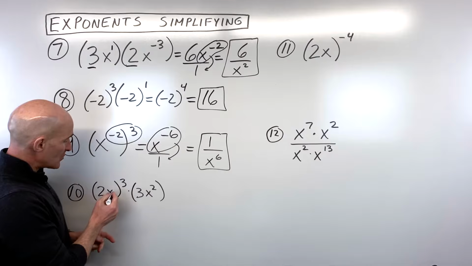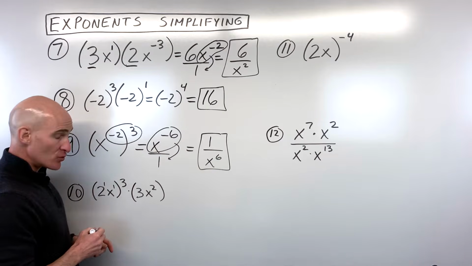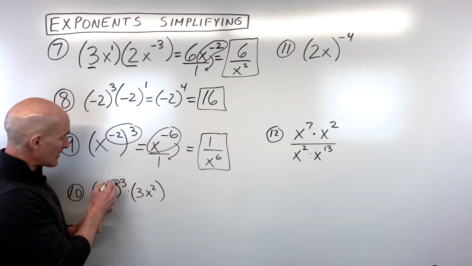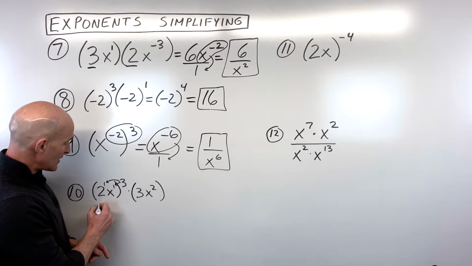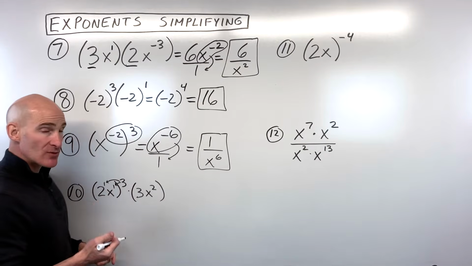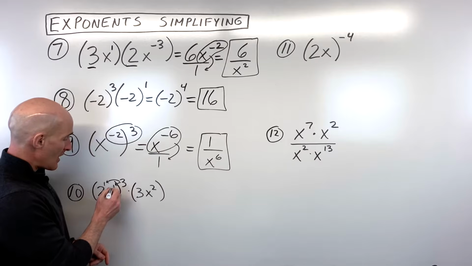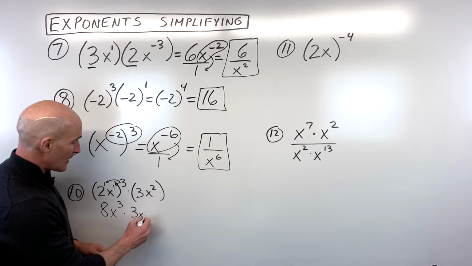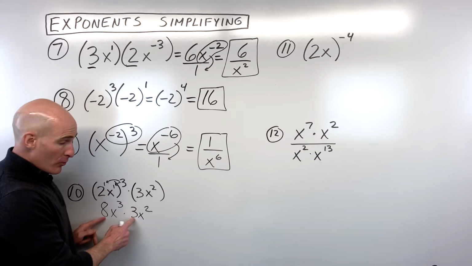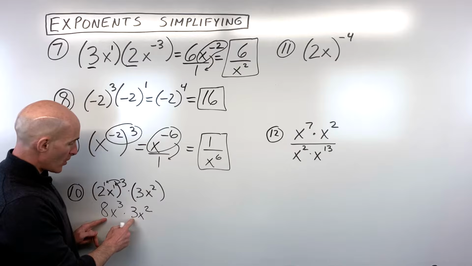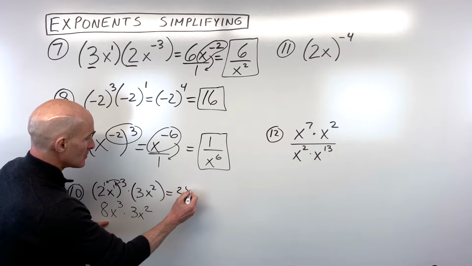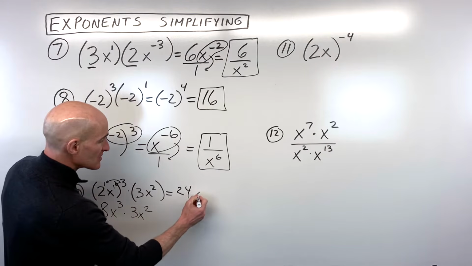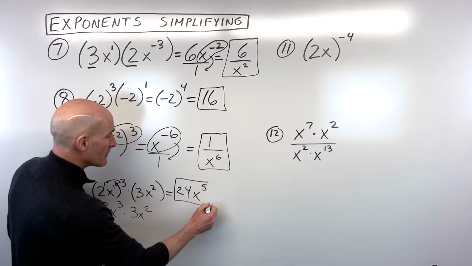So here what we have is, we can actually think of this as x to the first and 2 to the first. Power to a power, we multiply. So this is actually like 3 times 1 and 3 times 1. So that's going to give us 2 cubed, which is 2 times 2 times 2, that's 8. 1 times 3 is 3, so that's 8x cubed. And then this is still 3x squared. We're going to multiply the numbers together. 8 times 3 is 24. And then x cubed times x squared. Remember, when you multiply, you add the exponents. So that's going to be x to the 5th power.